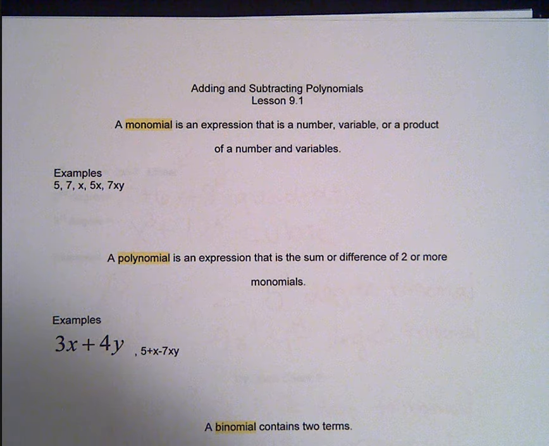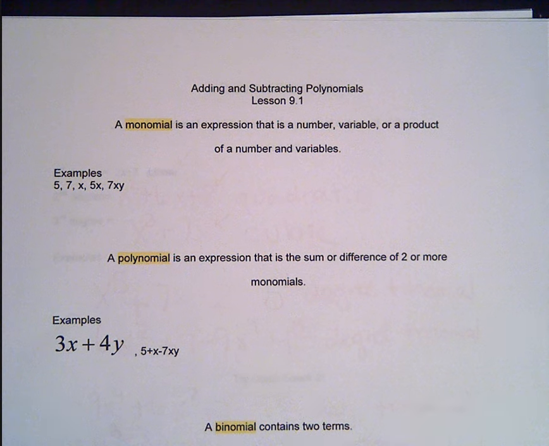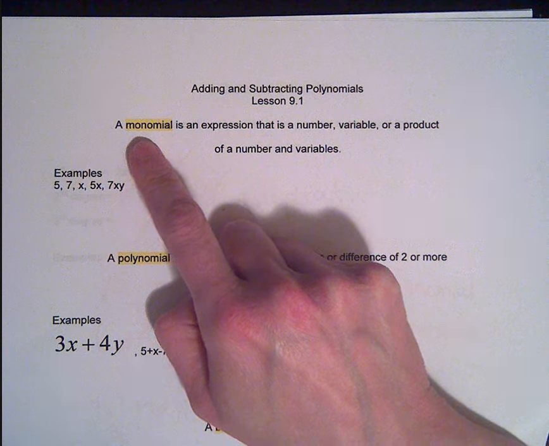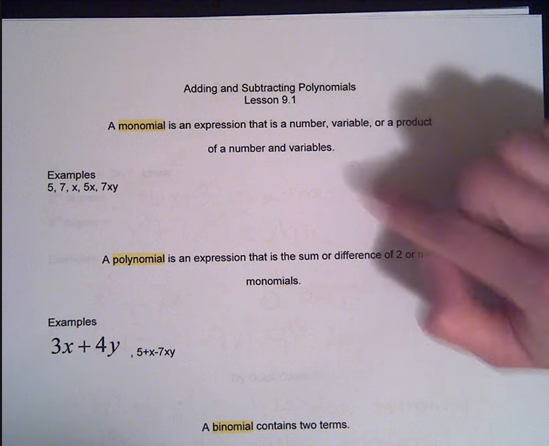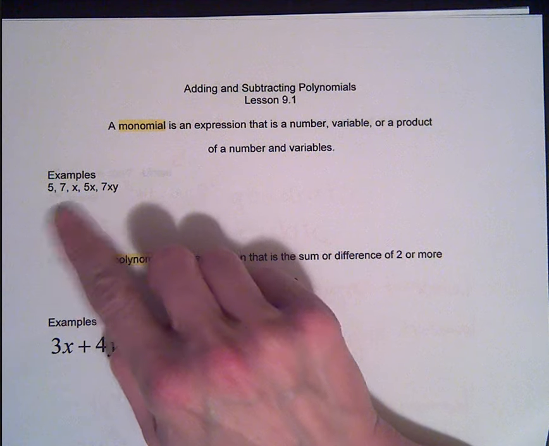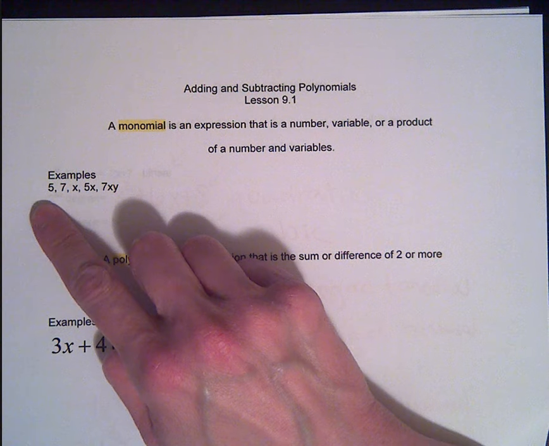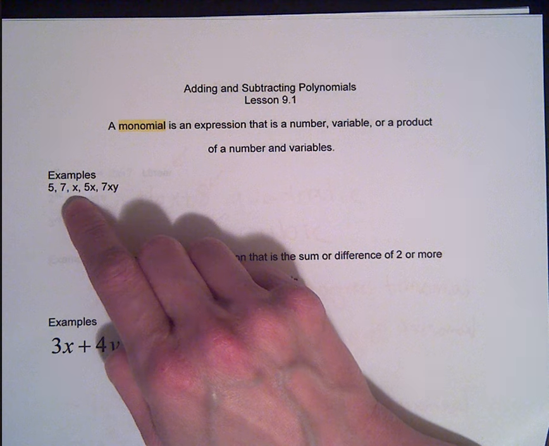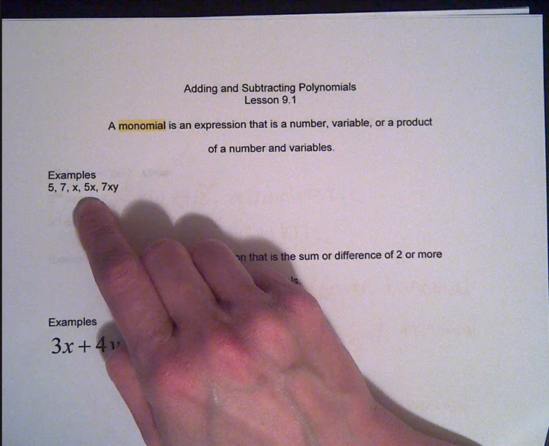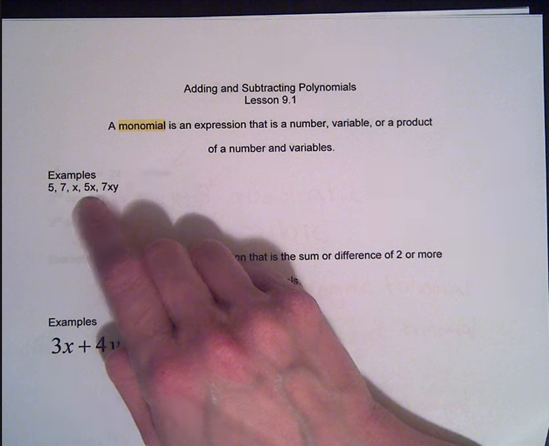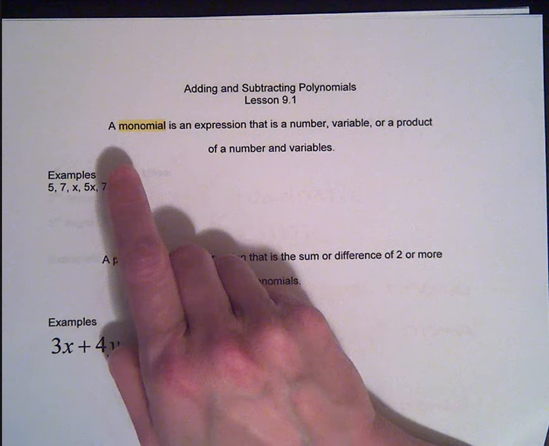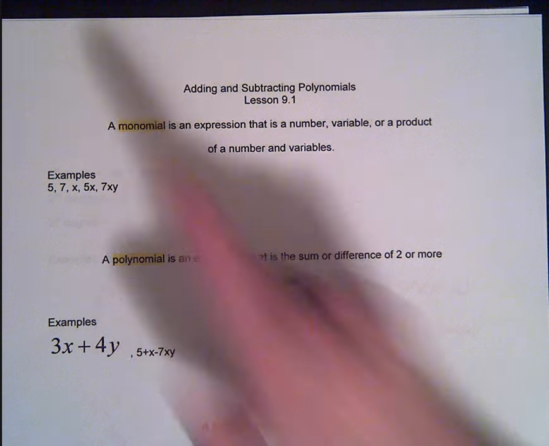What is a polynomial? The first thing we're going to start with is what's a monomial. A monomial is an expression that is a number, a variable, or a product of a number and variables. Down here, these are all examples of monomials. 5 is a monomial because it's a number. 7 is a monomial because it's a number. x is a monomial because it's a variable. 5x is a monomial because it's a product of a number and variables. And so is 7xy, because it's a product of a number and variables. That's a monomial. So what's a polynomial?